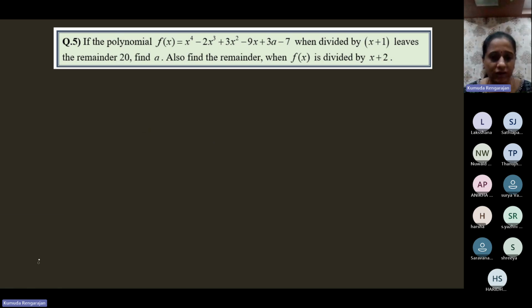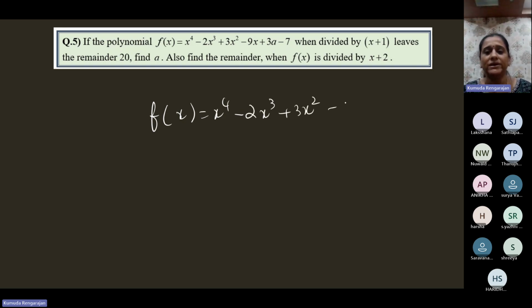Once you find the value of a, use that in the polynomial. Now supposing a is some 3, okay? So f of x is equal to x to the power 4 minus 2x cubed plus 3x square minus 9x plus, if you got a is 3, it will be 3 into 3, 9. 9 minus 7, 2. So plus 2. So this is the polynomial.